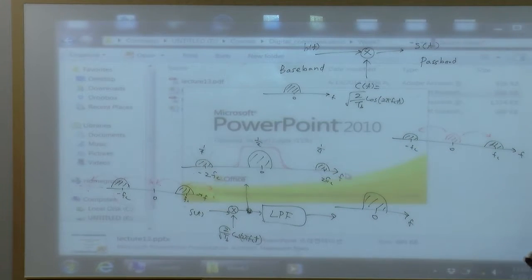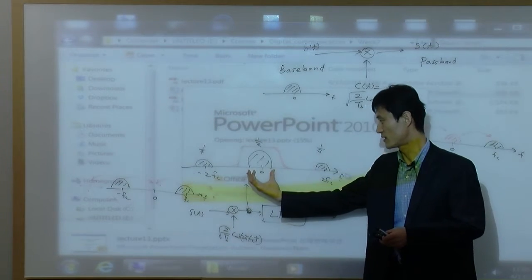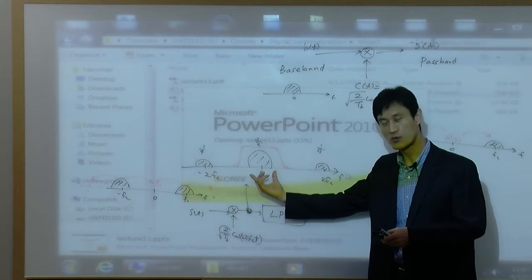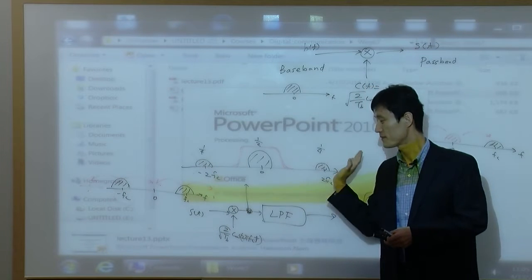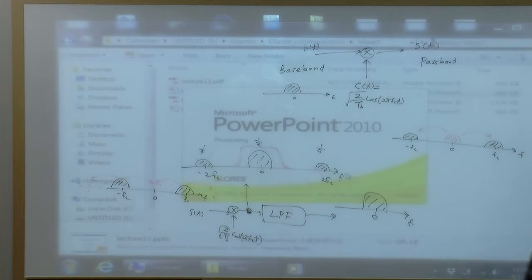Now, after that, what do you need to do? We're going to only get this one. We don't need this. Okay? We only want this. That's why we put the low pass filter, to remove the 2Fc term. Now you're going to get only this one. Okay?